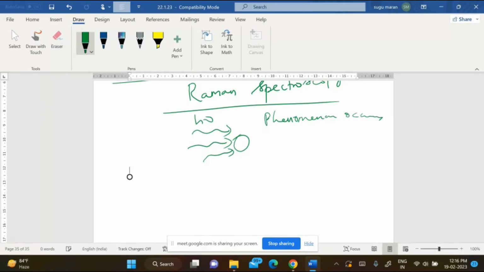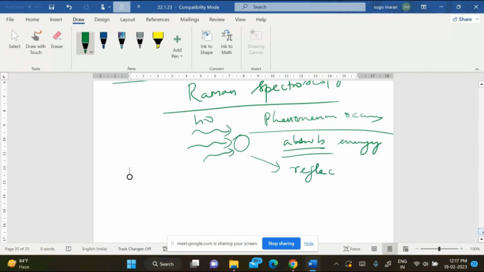What are the phenomena? The molecule will absorb the radiation. As a result, we have seen absorption spectroscopy. They absorb the energy from the radiation. Some will have reflection, they will reflect the light. Some will undergo what is called refraction. It is not that only some happen; this is all happening at the same time.